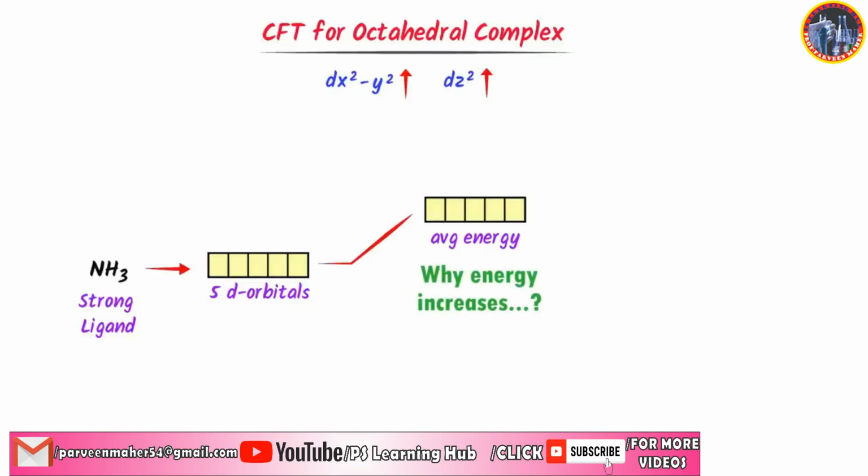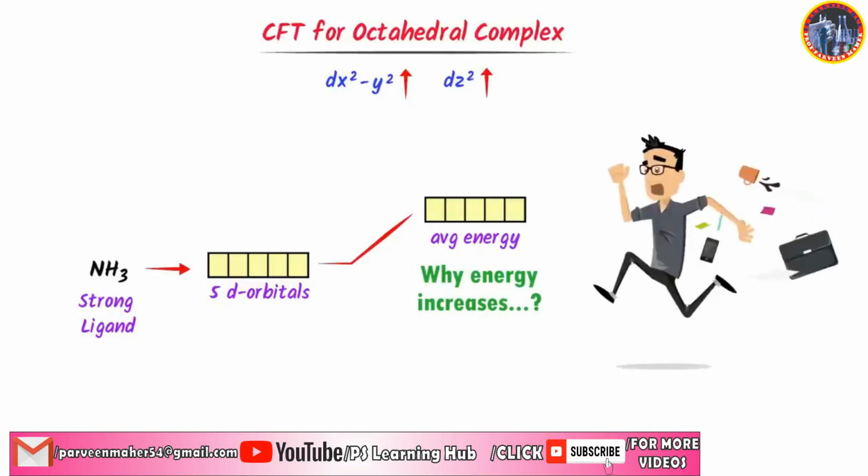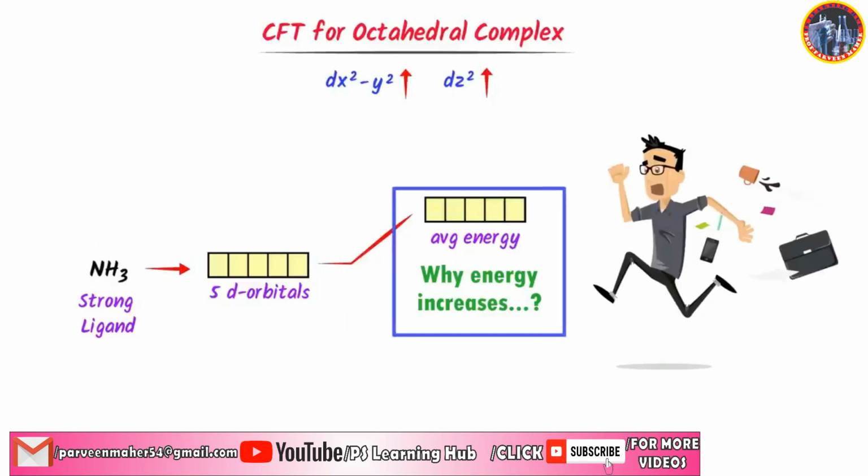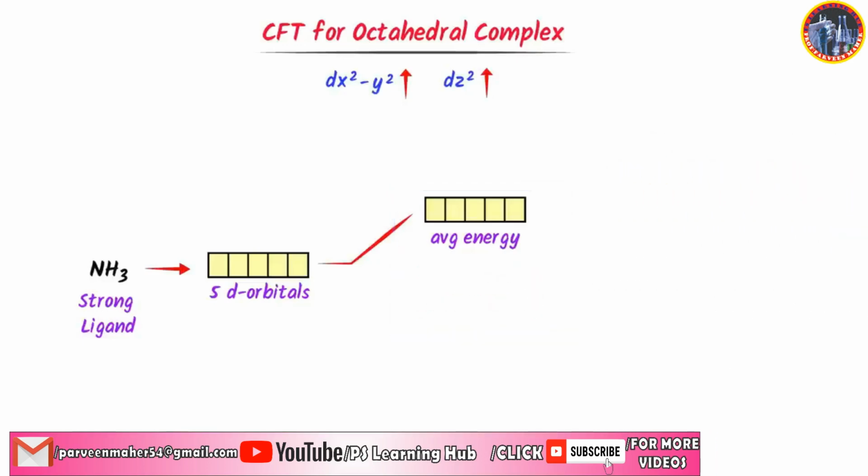Well, I teach them a simple example. I say, when you are in danger, your adrenaline level pumps up and you get ready. Similarly, when ligand comes near to a metal atom, the 5d orbitals get excited and their average energy increases. Remember that I use the word average energy. Now when ligand interacts with 5d orbitals, they split into two sets.